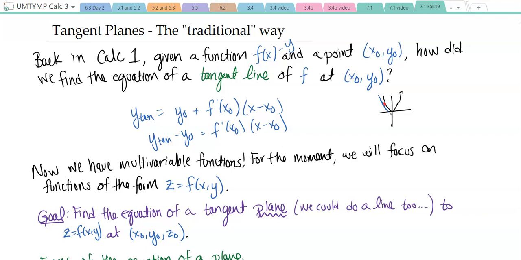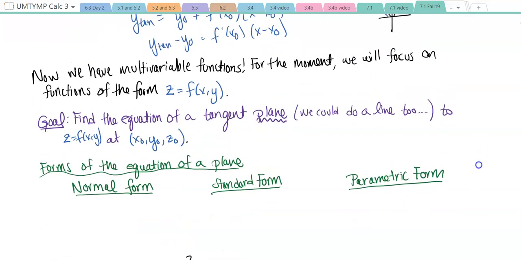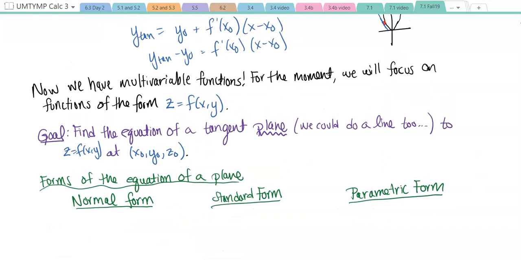But now we're focusing on multivariable functions, right? So we don't have just functions of x and y, we have x, y, and z. Our goal is to find the equation of a tangent plane, and you could do a line, but we're going to talk about planes if we're given a function and a point. Just a reminder before we get too deep in the weeds, when we're talking about planes, there are different forms of a plane.